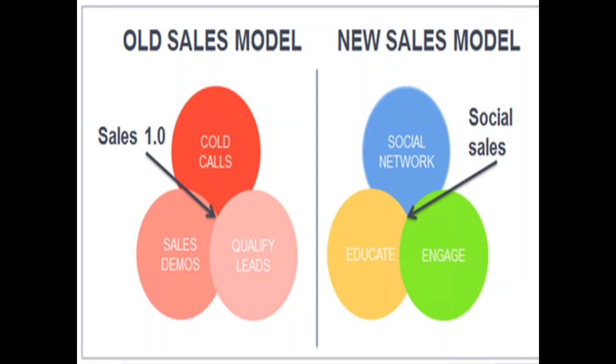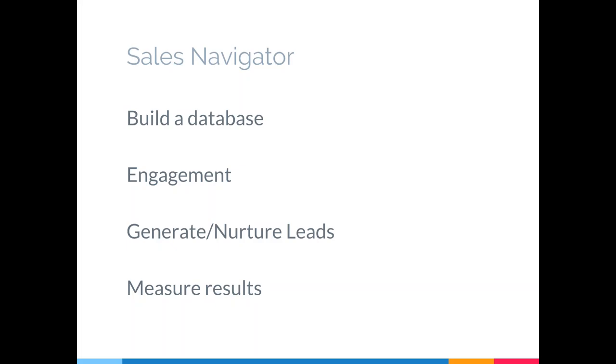So the new sales model, we believe, is that rather than the first point of call being a cold call, you use social to reach out to people to engage and educate them about what your company does, and then use telemarketing once you've gained some sort of awareness or engagement. That way it's a better use of your time. We find that's a much more effective way.